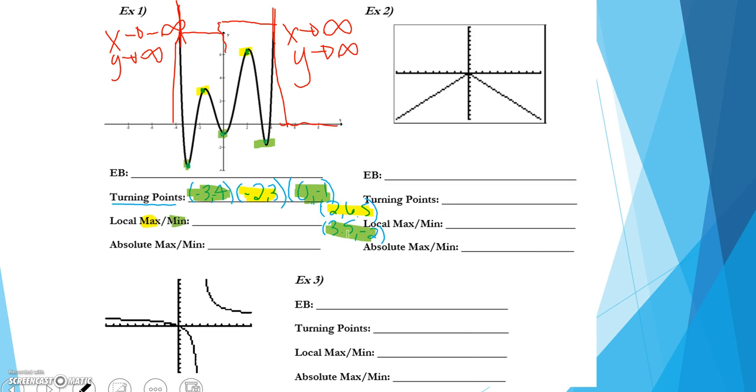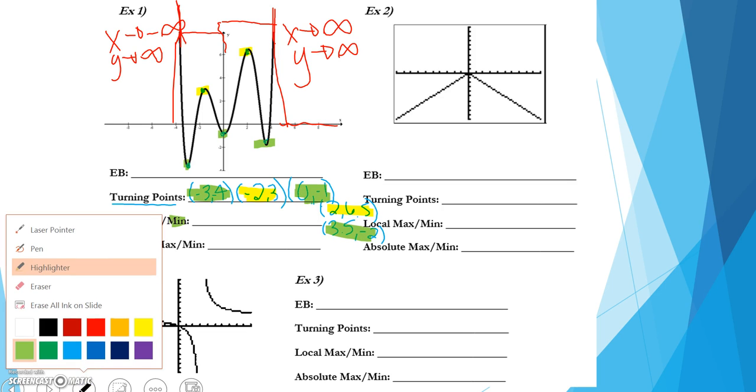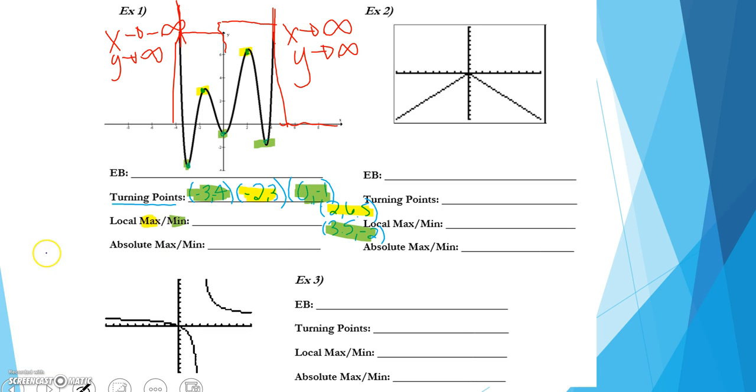And then for absolute max and min, I would just write it on the line. For the absolute max, since both of those ends are going up forever, there is no absolute max. But there is an absolute min, and it would be this one right there. So the absolute min would be -3, -4.